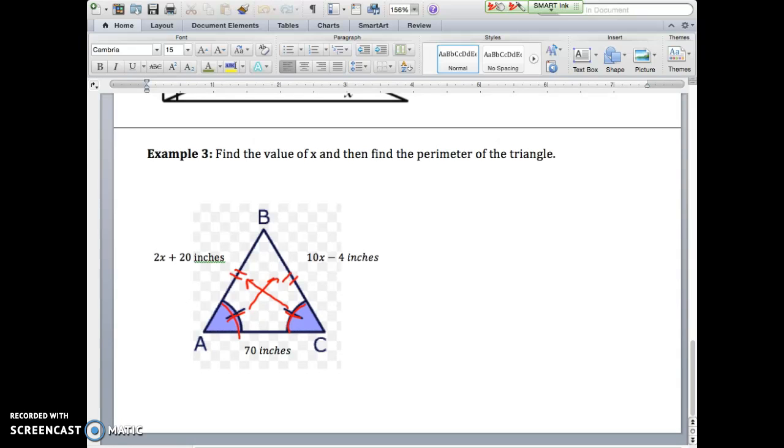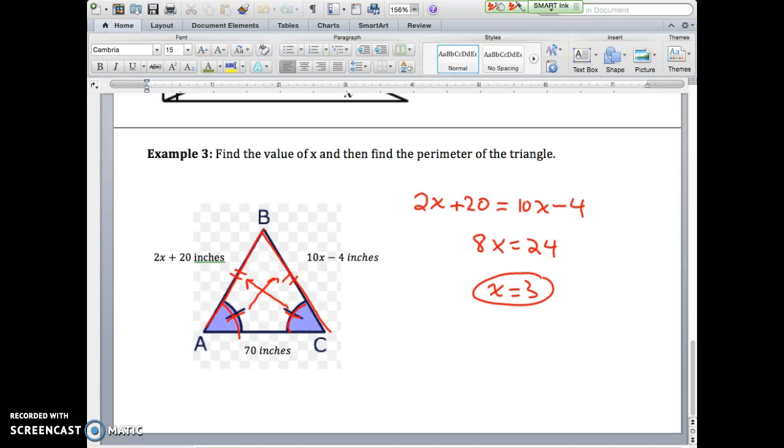Oh yeah. We need to find the value of x. Well, I just concluded because of the ITT converse that these two sides are the same. So I can set up an equation that 2x plus 20 has to be equal to 10x minus 4. And I can solve. I can get 8x equals 24, and x is equal to 3.